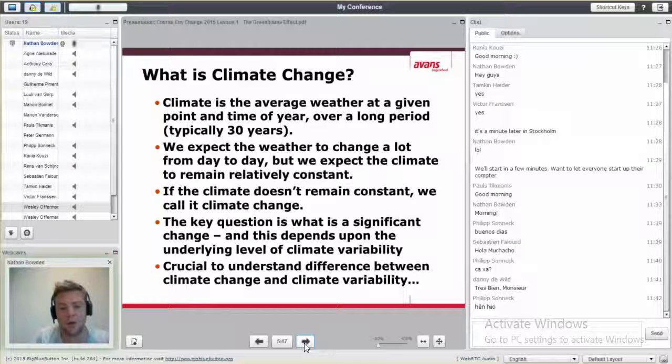So the key question is, what is significant change? If weather changes day to day, and the same day each year, maybe sunny one year today, what is today, the 4th of September? And it may be rainy the 4th of September next year. So significant is something that depends on the level of the climate variability. And crucial is understanding the difference between climate change and climate variability.